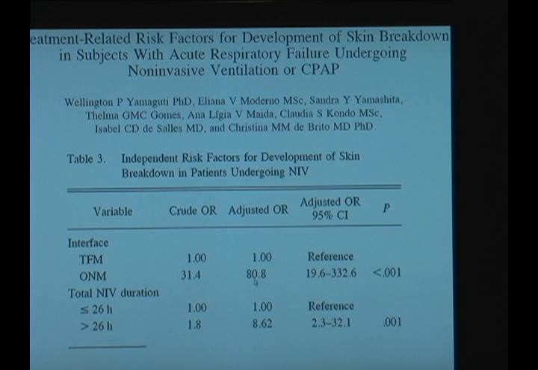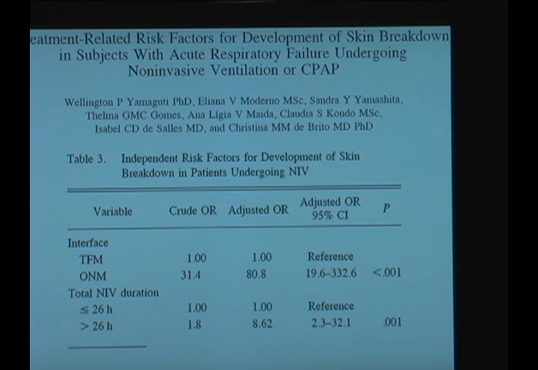And the odds were 80.8, 81 times greater for getting skin breakdown with the oronasal mask than with the total face mask. So I know we have been starting to use the total face masks a lot more, and maybe we should be thinking about them even more in this kind of patient. And then they also showed that patients who were on non-invasive ventilation longer than a day, 26 hours, were like 9 times more likely to get skin breakdown.